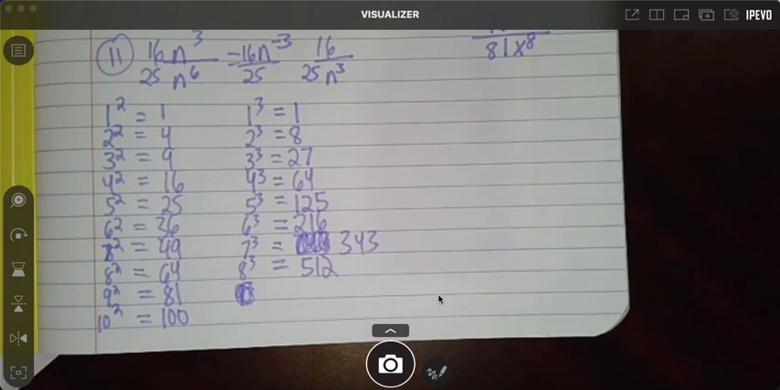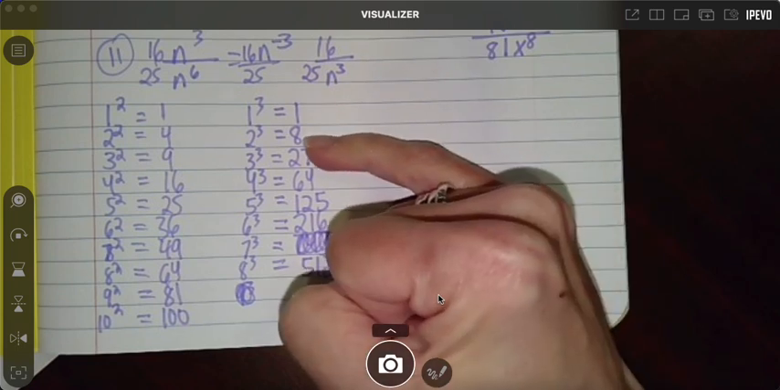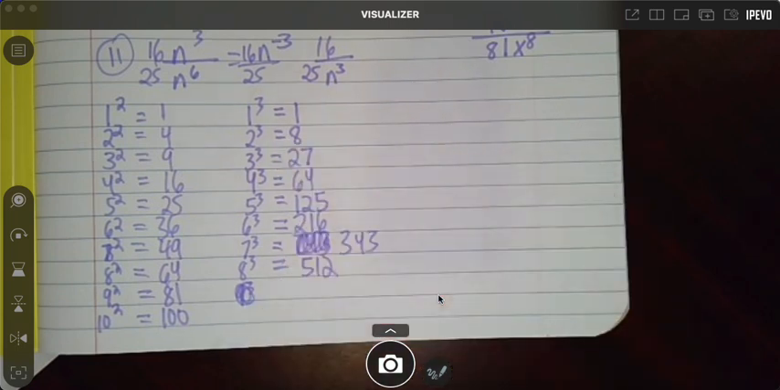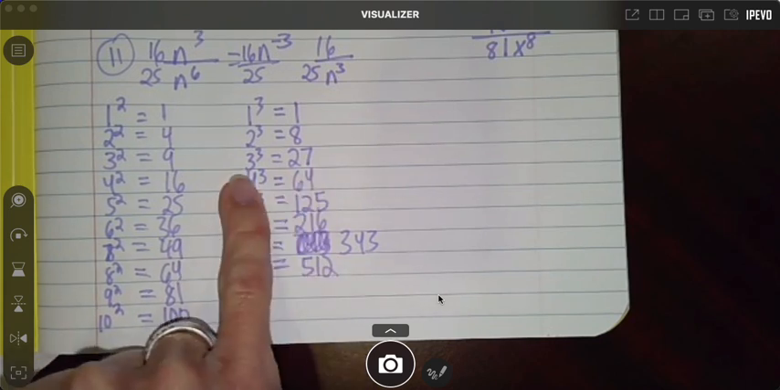Okay, so what is the cube root of 8? If I look at 8, what's the cube root of it? 2. That means what number did I multiply times itself 3 times to get 8? It was 2. What's the cube root of 27? If I look right here, it's 3.